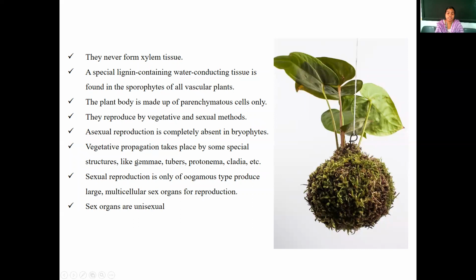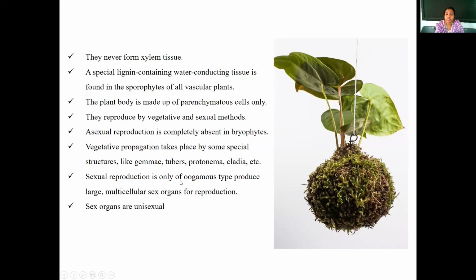So these are the structures of vegetative propagules: gemma cup, tubers, protonema. Protonema can be secondary protonema or primary protonema, and cladia. These are some of the specialized propagules produced by members of bryophytes to initiate vegetative reproduction.